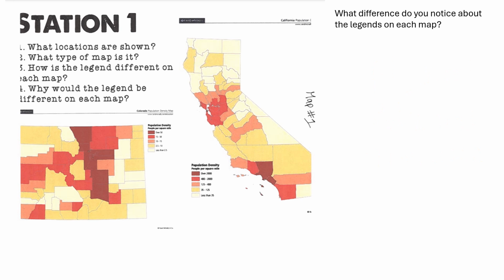Question number 3. What difference do you notice about the legends on each map? If you look very carefully at these legends, here are my legends. What is the difference? Look, pay attention to the colors and the numbers. What is different about the map on the left compared to the map on the right? Question number 4. Why would the legend be different on each map? Why would the numbers or the colors or whatever it may be that's different, why would those things be different on each map?